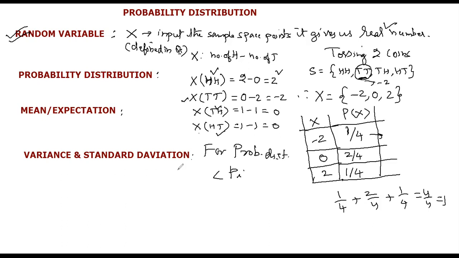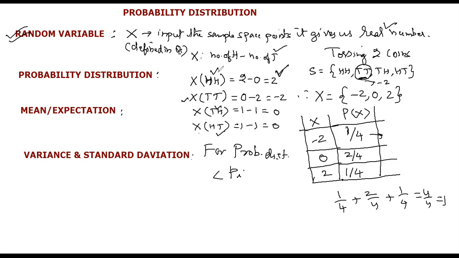Sir, can you define the probability distribution then? Probability distribution is the probability of finding the variable 2. It means when the variable 2 comes, what will be the probability? How many outcomes are favorable to giving the random variable the value 2? In a sample space, how many possible cases are there? 4. So in how many cases, when you input them in this function, do you get 2?